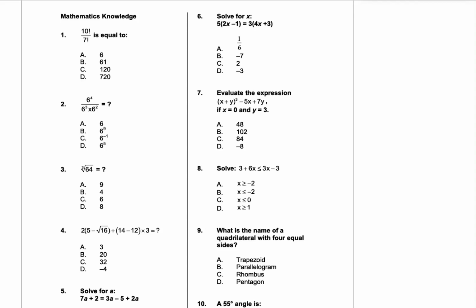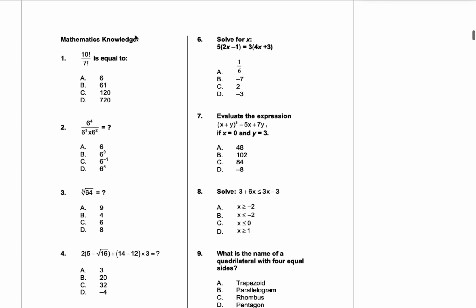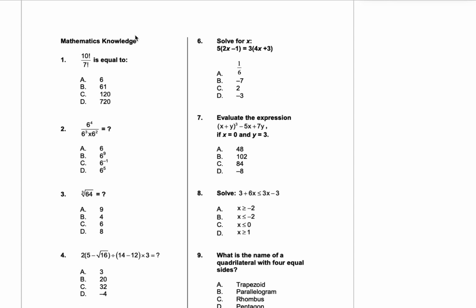Today I wanted to take some time to do the math knowledge section of the ASVAB. So I have a sample exam here that I want to use. With that, we can get started. The first problem gives us the factorial of 10 divided by the factorial of 7 is equal to what?